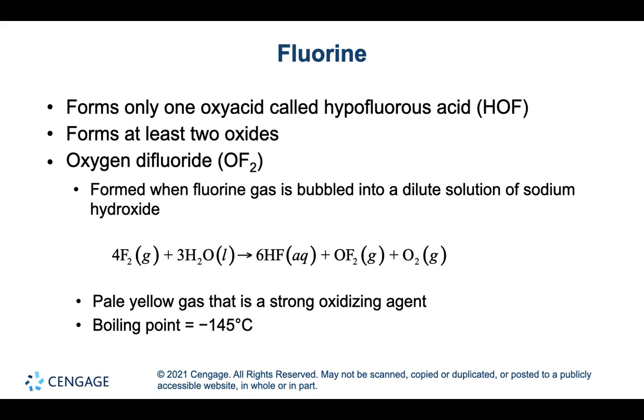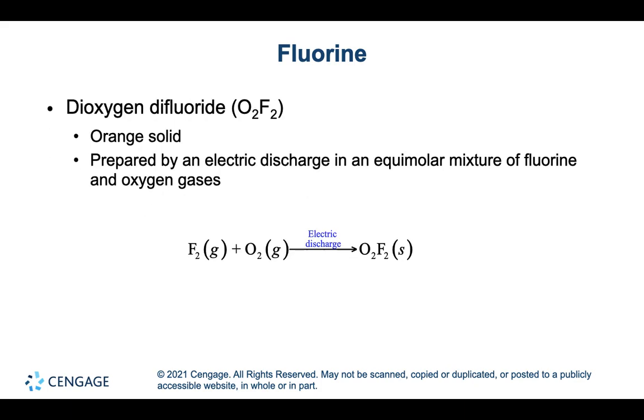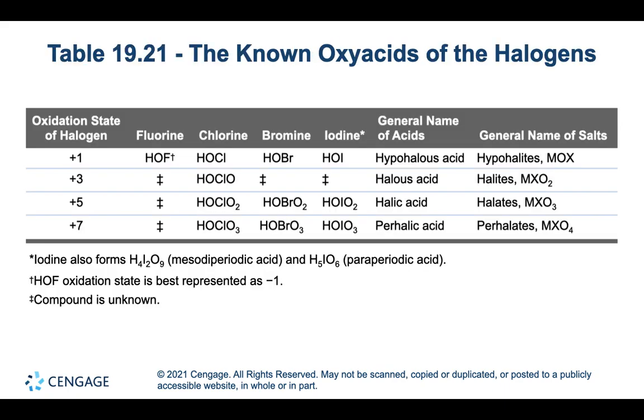Fluorine, it's only going to make HOF. It's not going to make anything but HOF as an acid. Oxygen difluoride is another compound of fluorine, OF2. Dioxygen difluoride is another way that oxygen and fluorine can bond. That's actually an orange solid. So these would be some various oxyacids that are known with oxygen and hydrogen reacting with the halogens, in an oxidation state all the way up to +7.